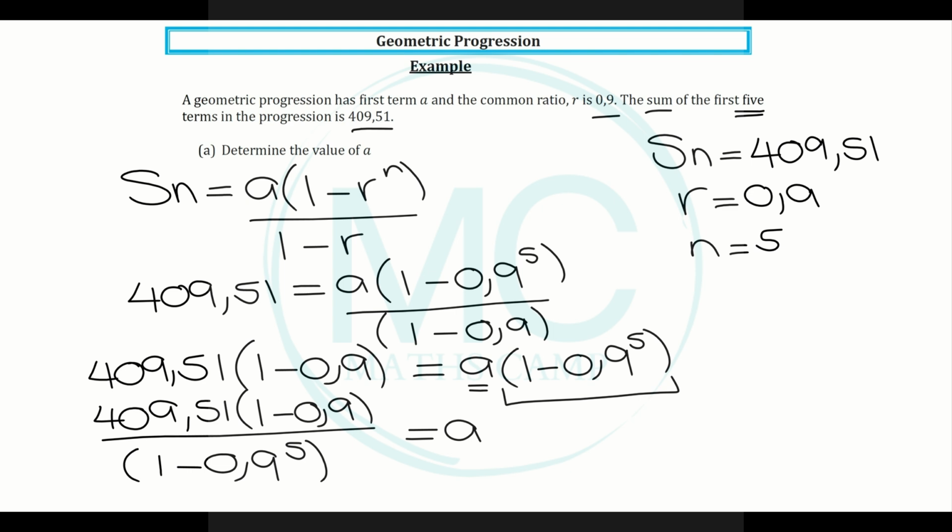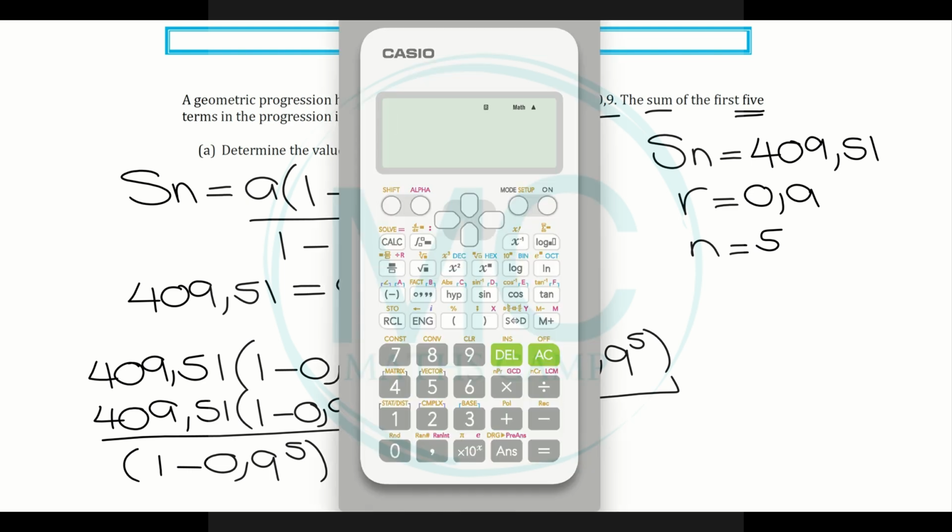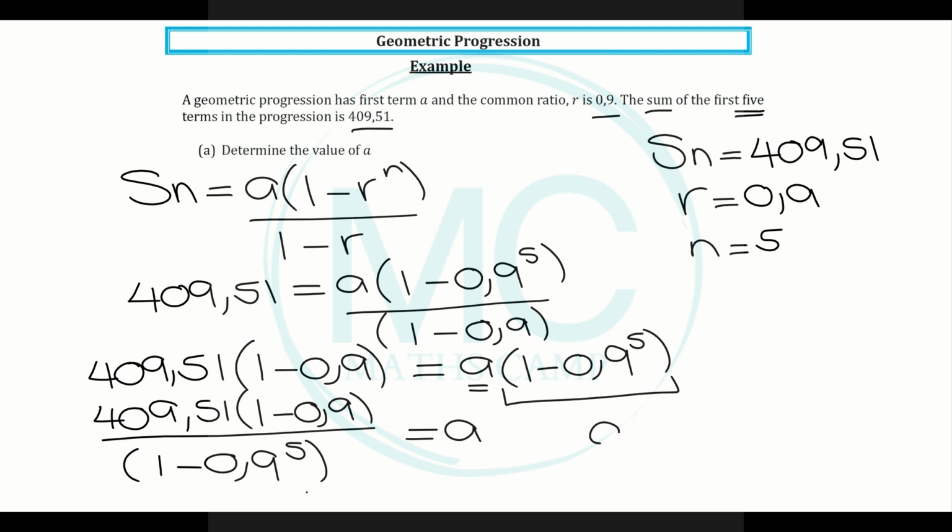Now you can simplify the values within the bracket, but then you have decimals and it becomes more difficult. So the easiest thing to do now is to put this entire fraction into your calculator. Let's create a fraction. We're going to have 409,51 multiplied by the bracket 1 minus 0,9 over 1 minus 0,9 with an exponent of 5 is equal to 100. So a is equal to 100.